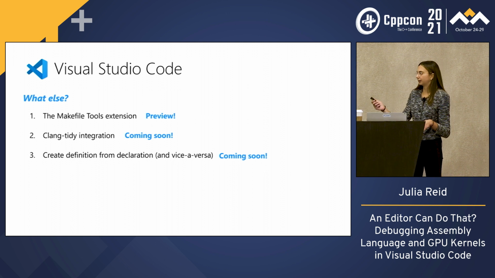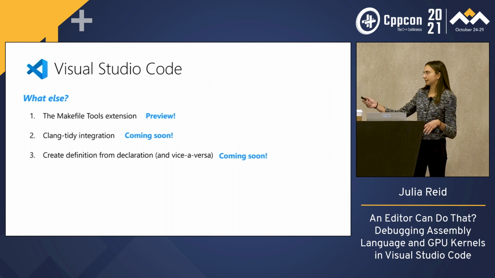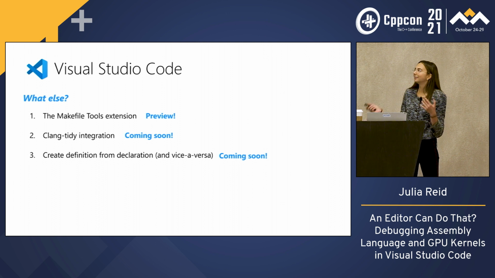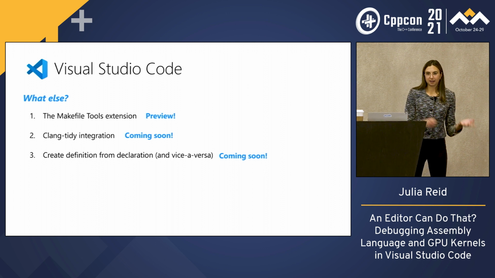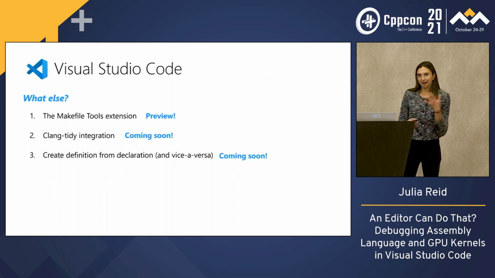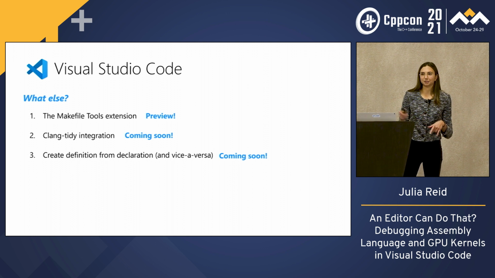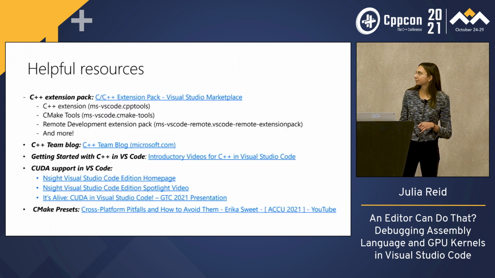Clang Tidy integration and the ability to create definitions from declarations have been some of our top asks on GitHub for a while, so we're excited to be working on those. For those who are unfamiliar, we turn to our GitHub repository and the issues on our GitHub repository to figure out what we should be working on. So if you use the C++ extension and you have an idea for a new feature, or you run into a bug, definitely open an issue on our GitHub repo or upvote an existing issue to show that you care about it and you want it.